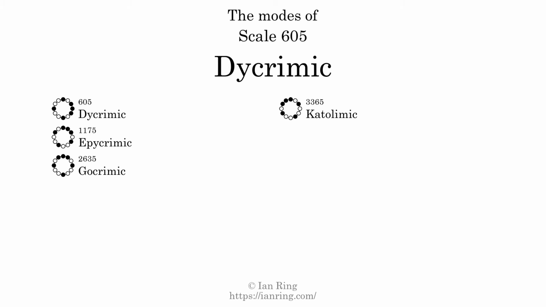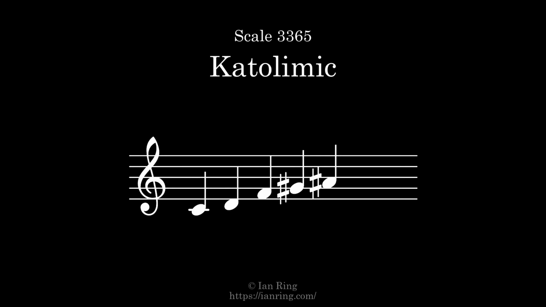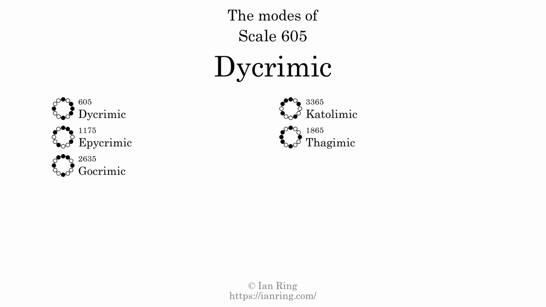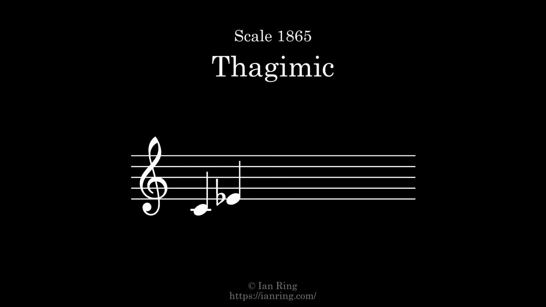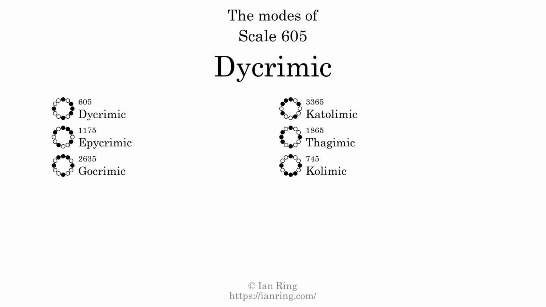The fourth mode is scale 3365, also known as catalimic. It sounds like this. The fifth mode is scale 1865, also known as thergimic. It sounds like this. The sixth and last mode is scale 745, also known as calimic. It sounds like this.